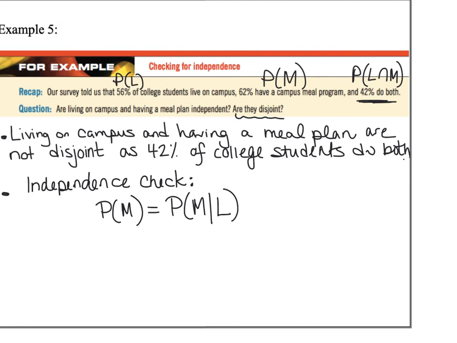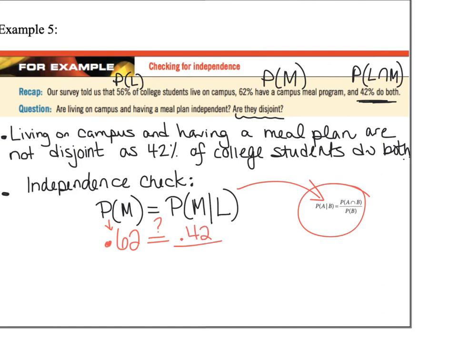All right, so the probability of a meal plan. I know that value; that's 0.62, so I'm going to plug that in underneath here. And I'm checking, is this equal to the probability of a meal plan given that they live on campus? How do I get that? That's conditional probability, which I have a formula for. Just reminding you what it is, there it is from my formula sheet. That's equal to the intersection of my events, which I know is 0.42, over the probability of just living on campus, which is 0.56.